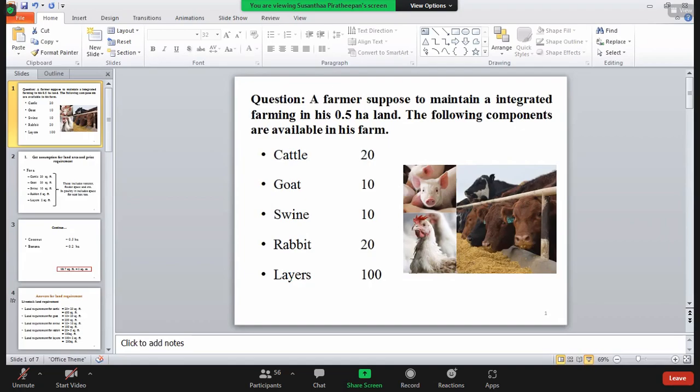Okay, now you can start to do the sums. And one more conversion, 1 hectare is equal to 10,000 meters squared. So there are two conversions. You have to calculate the area that is needed for all these livestock as well as crops. That is your question.